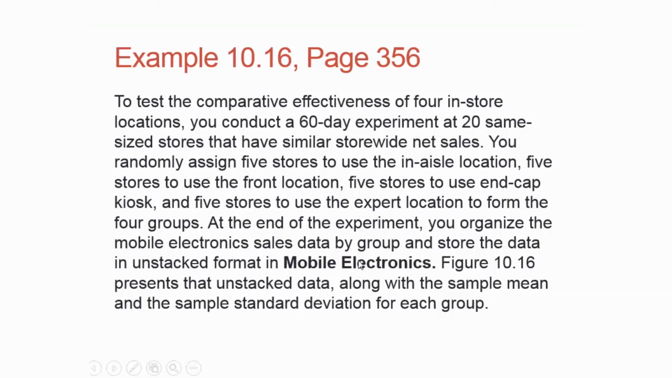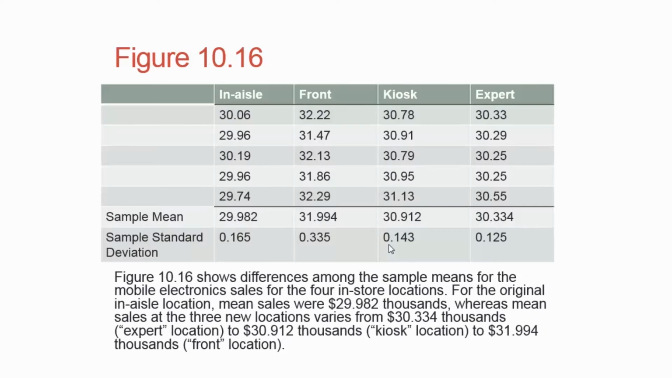At the end of the experiment, you organize the mobile electronic sales data, that's what we're looking at, by group and store the data in mobile electronics. So the unstacked data, which means we've taken it from just a single column, which is the way it appears in the file initially, and put it into 4 columns in this case, along with the sample mean and sample standard deviation for each group. So here's what the data looks like. All right? So we've got 4 different locations, in aisle, front, kiosk, and expert, and we have 5 values for the mobile electronic sales at each of these locations.